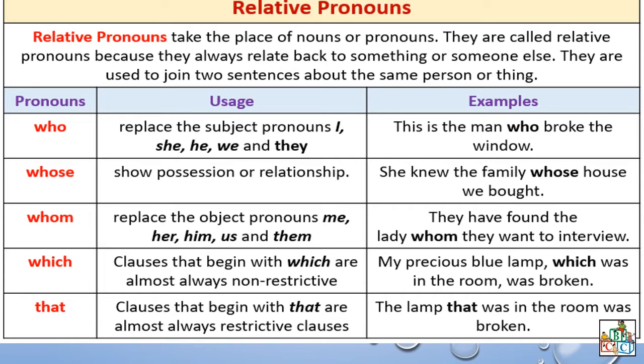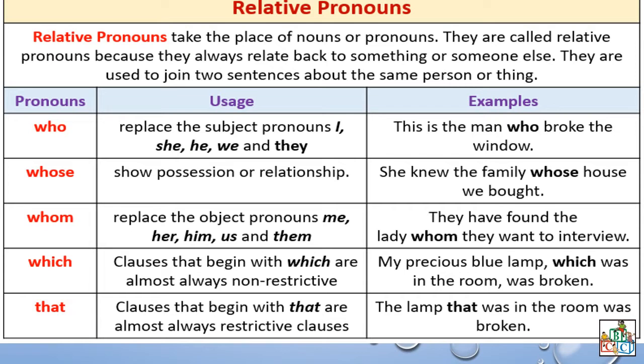Whose shows possession or relationship. Example, she knew the family whose house we bought. Whom replaces the object pronouns me, her, him, us, and them. The example is they have found the lady whom they want to interview.